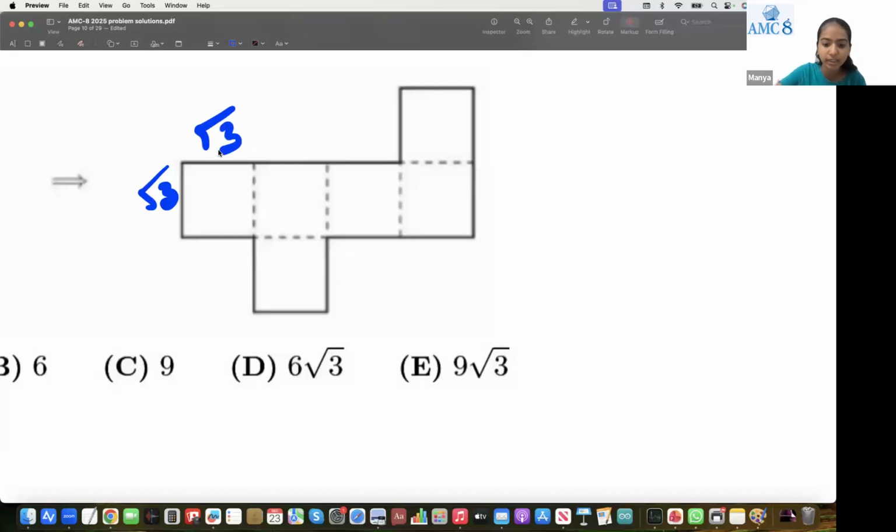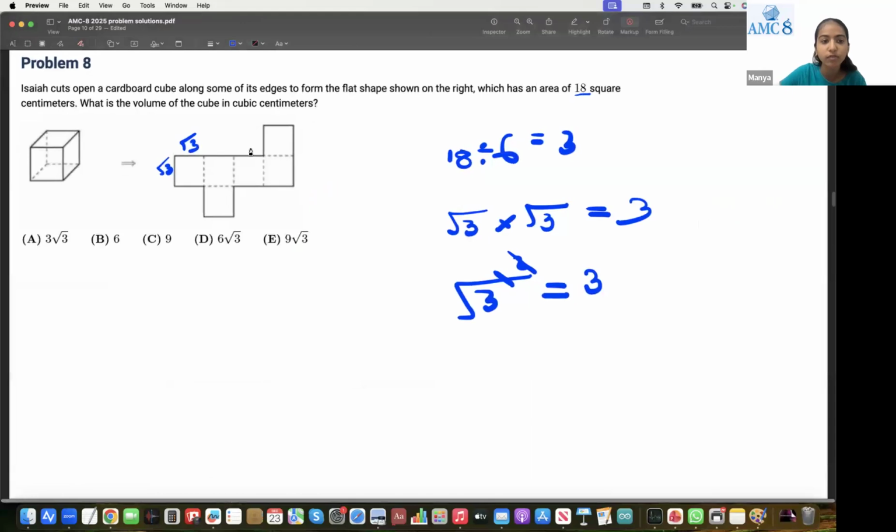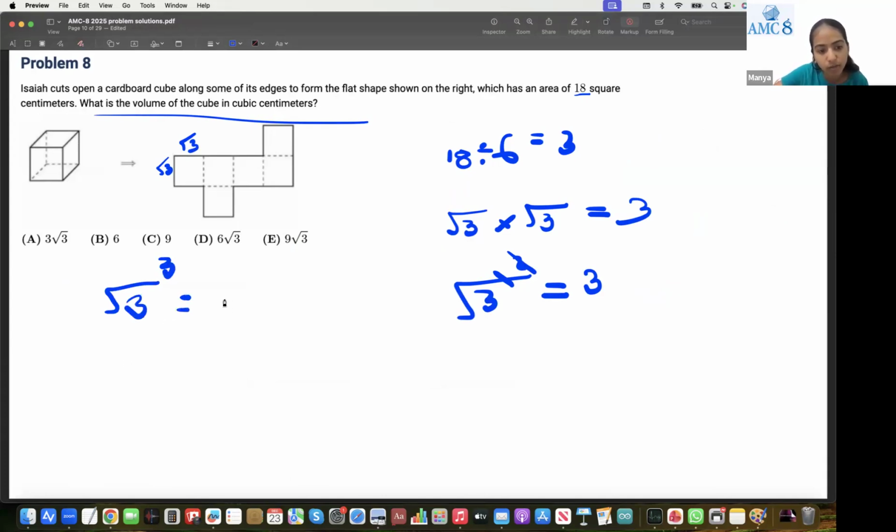Now, they're asking us to find the volume of the total cube in cubic centimeters. To do that, we know that the volume of the cube is length times width times height. And we know that in a cube, all of the sides are equal. So we would just do the square root of 3 cubed, which is the same thing as the square root of 3 times the square root of 3 times the square root of 3.